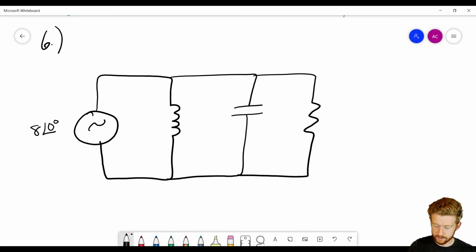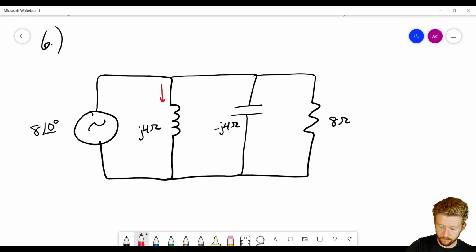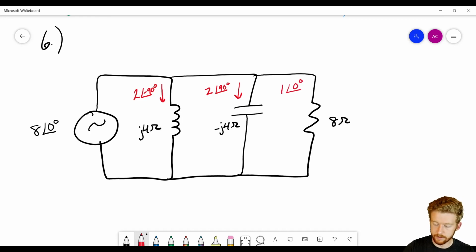Okay. Now this inductor is going to have an impedance of j4 ohms. This capacitor has an impedance of negative j4 ohms. And this resistor has an impedance of 8 ohms. Alrighty. So what we can see is that the currents are as follows. The inductor is getting 2 angle minus 90 degrees. The capacitor is getting 2 angle 90 degrees. And this resistor is just getting 1 angle 0 degrees.